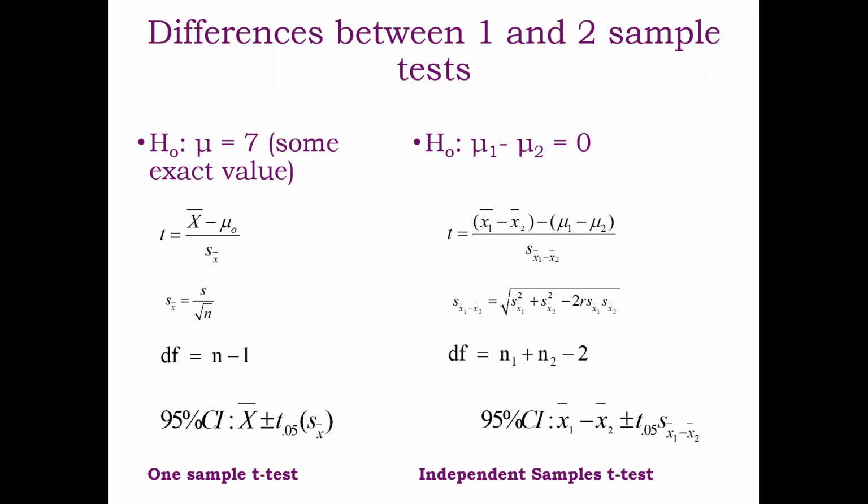Finally, we have our confidence intervals. On the left, we have the confidence interval for a 1 sample test. It's just the mean plus or minus your critical value of t multiplied by the standard error of the mean. And for a 2-tailed test, it's the difference between the two means plus or minus the critical value of t multiplied by the standard error of the differences between the means. All right.